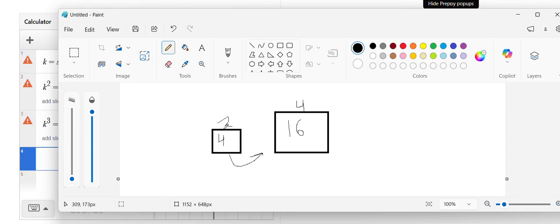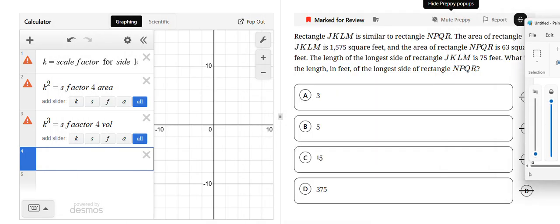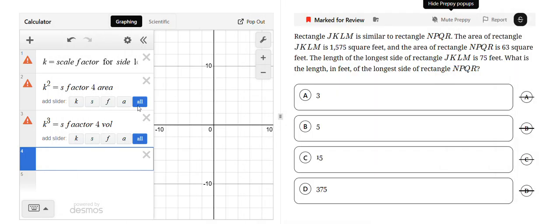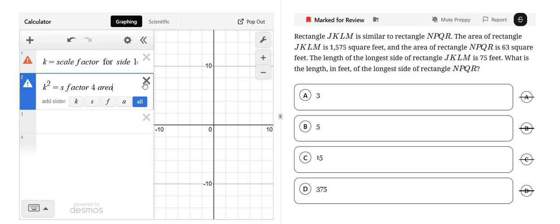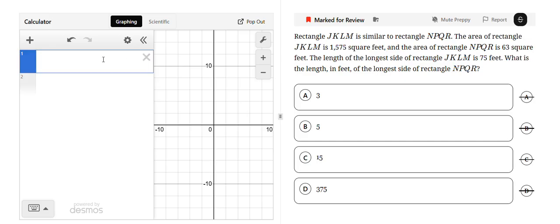Your K value for the side length is 2, but your K squared value for the area is going to be K squared, which is 4. So 4 times 4 is equal to 16, just like how 2 times 2 is equal to 4. Now that we understand what scale factor is, let's look at this. There's also a scale factor for the volume, but we won't be using that mostly for the SAT, but just have it in your back pocket in case you see it.